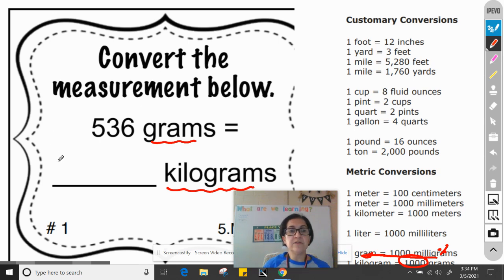So it's 536 divided by 1,000. Now remember, we talked about this. We even did some examples. First of all, I know 536 is less than 1,000. So you know your answer is not even going to be a 1. It's going to be a decimal.